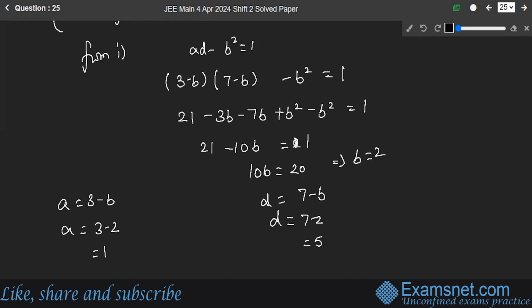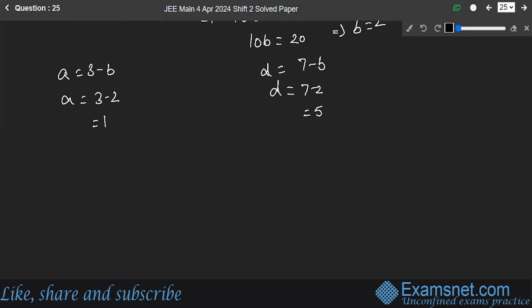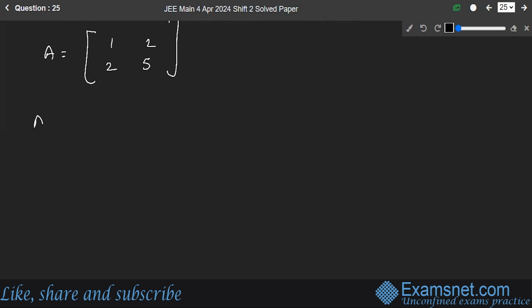Okay, let's write down all the values. You have A is 1, B is 2, D is 5. So that means your A matrix becomes 1, 2, 2, 5. Let's find out the inverse of this matrix. So you know this is equal to minus 1 raised to power first row, first column into cofactor of this, which will be given by this 5.